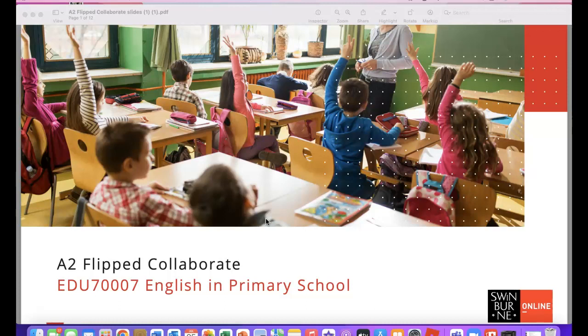EDU70007 English in the primary school. Welcome, thanks for listening. This assessment 2 is called the Folio, and it is part 1 or part A of a 2-part folio. So when we have our assessment 3, it's actually the folio part B, and they are obviously connected. But let's focus on folio part A and see what needs to be covered. We have a word count of 1,500 words, give or take 10%.